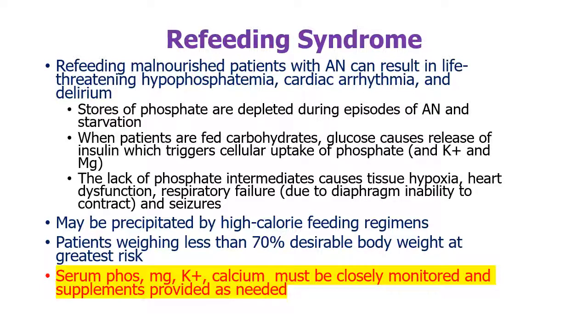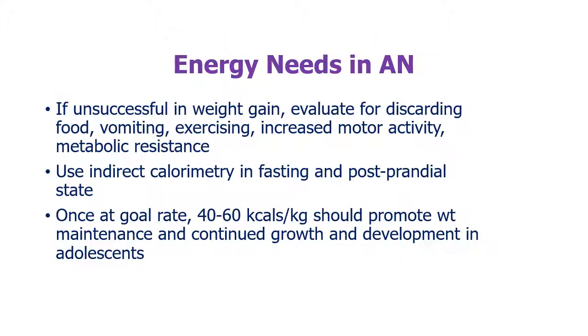So essentially that low serum concentration of phosphate, potassium, and magnesium that was already low becomes even lower in these individuals. This can lead to tissue hypoxia, heart dysfunction, respiratory failure, and this is due to the diaphragm being unable to contract, as well as seizures. So that's why it's very important and critical that we are monitoring these individuals and feeding them slowly over a long period of time. You don't want to overdo it too quickly.